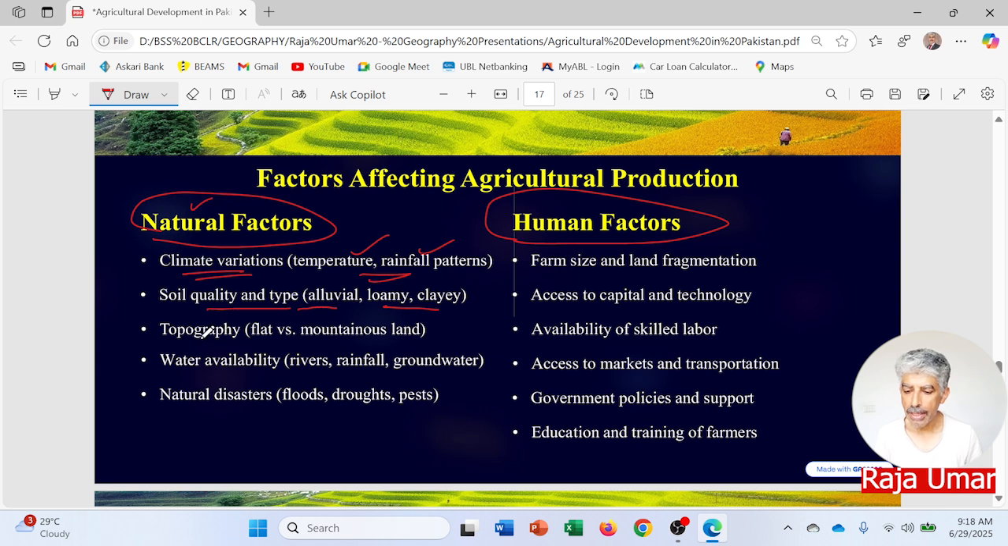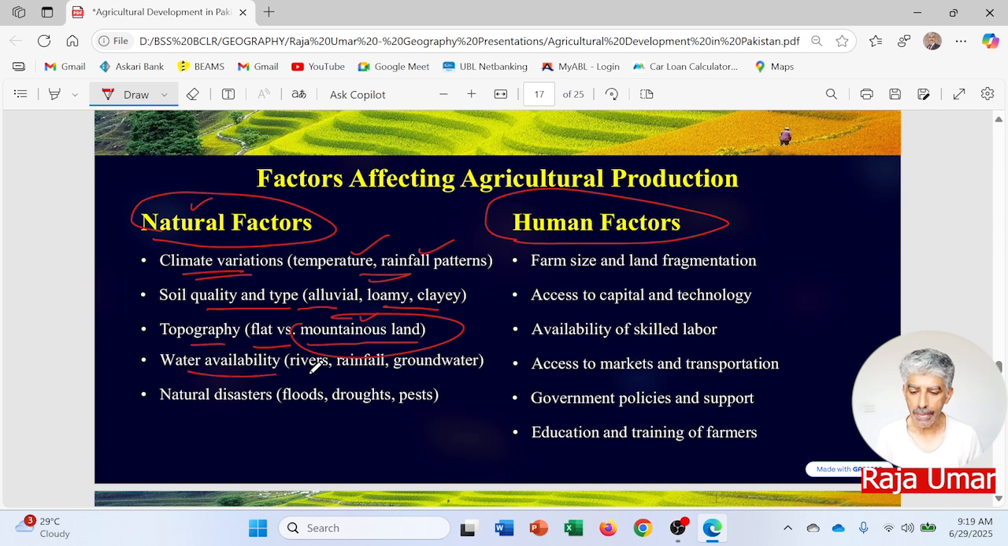Topography, I mean the availability of land. If that land is flat, then better agricultural activity can be carried out. But in the northern regions, it is very difficult to grow crops on the rugged lands, and in those cases, people try to create flat land available for them in the form of terraces, and that is what we call terraced farming.